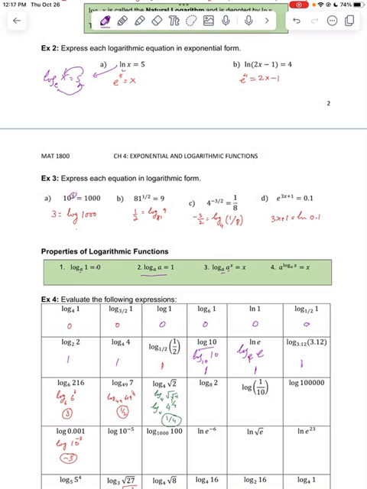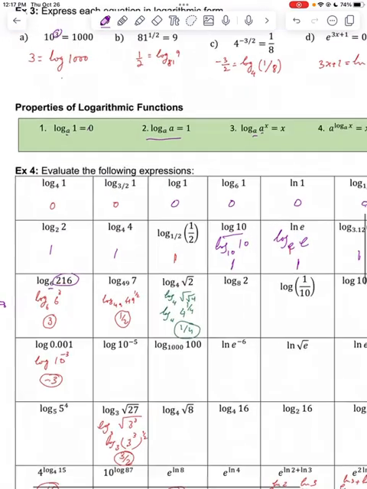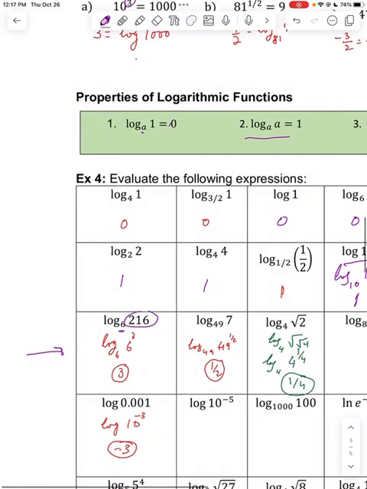So looking at the third row here, what I'm going to try to do is write the number here as some power of the base. So what is our base here in this example? 6. So 216 I know is 6 cube. So I can write it as log base 6 of 6 cube and apply that property, and it gives me the answer 3.